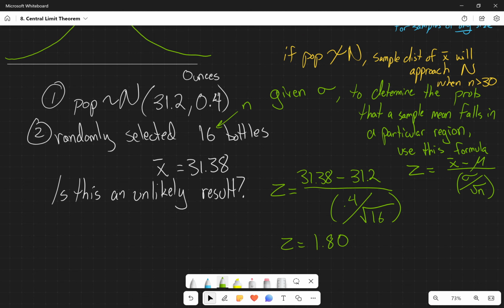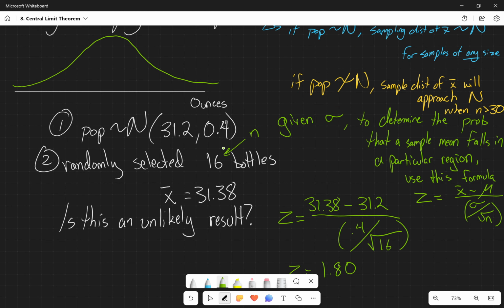And so again, we go up here, and we're going to label this stuff, and we're going to say, all right, the population average is 31.2. So this is our ounces over here. We're curious about this 31.38 cutoff. We know that this is a 0 on our z-axis, and we just figured out that this is 1.80 on our z-axis.